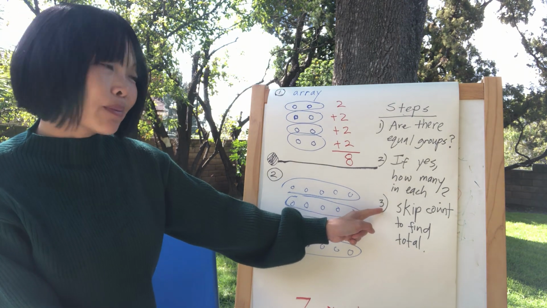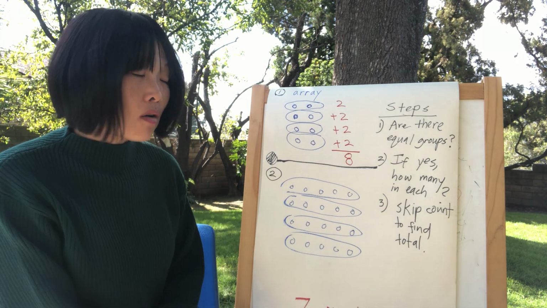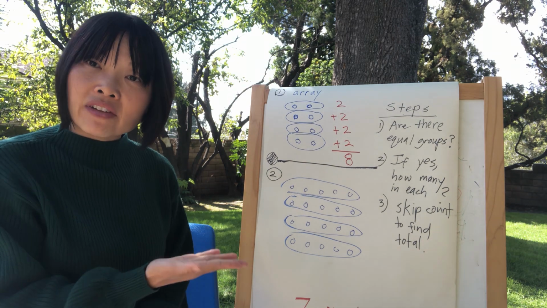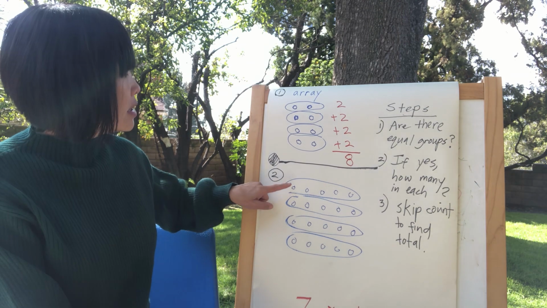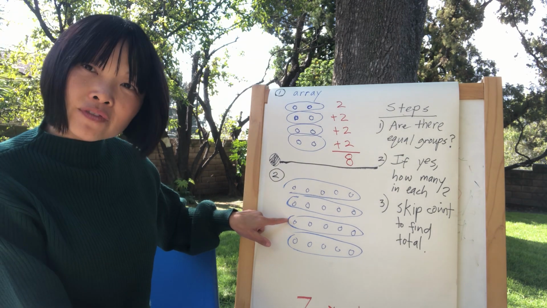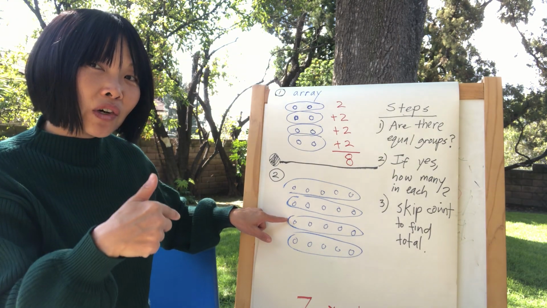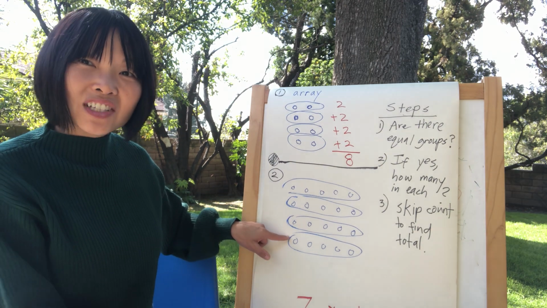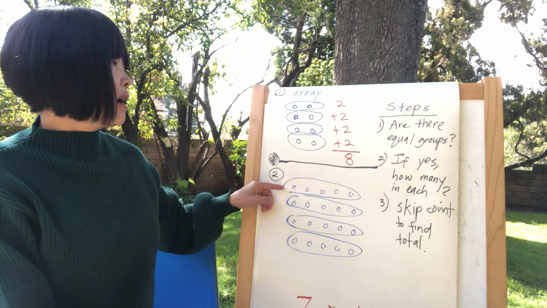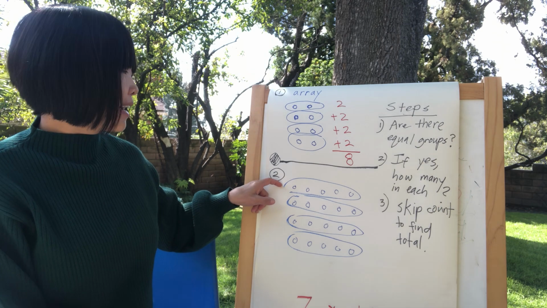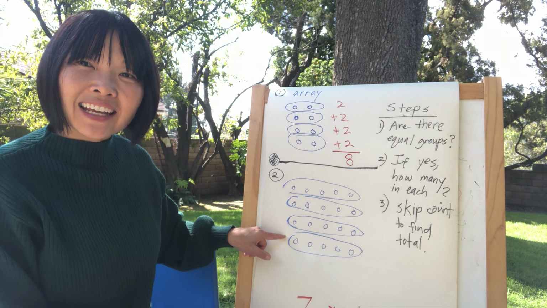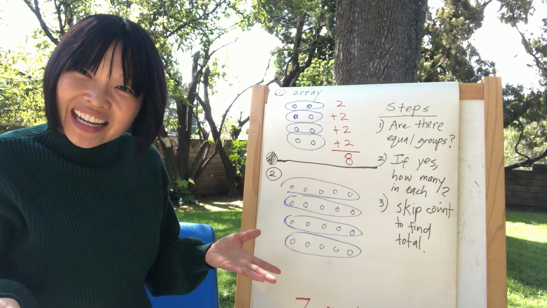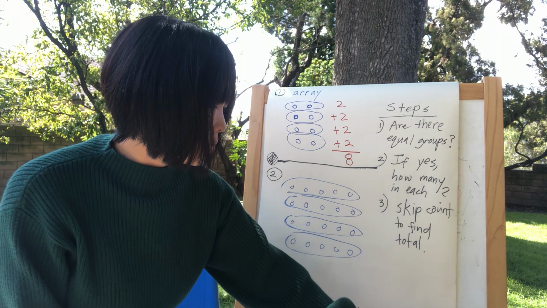Step 3. Skip count to find the total. Okay, so there are 5 in each group. We're gonna skip count by 5s. 5, 10, 15. If you know it, do it with me. 20. Let's do it again. Do it with me. Say it out loud. 5, 10, 15, 20. The total is 20. Yay!